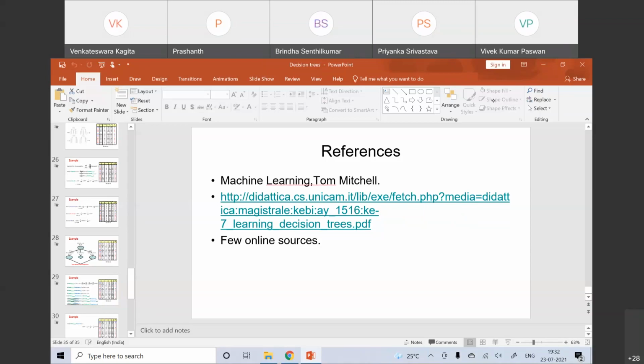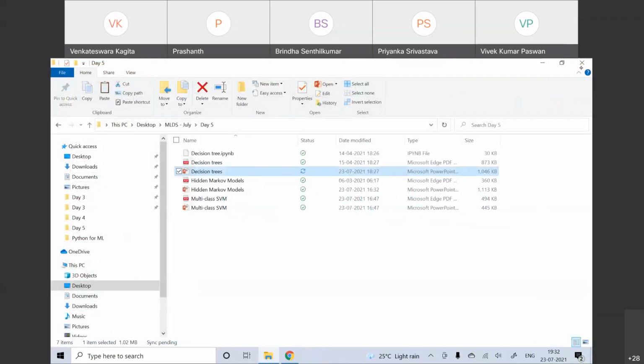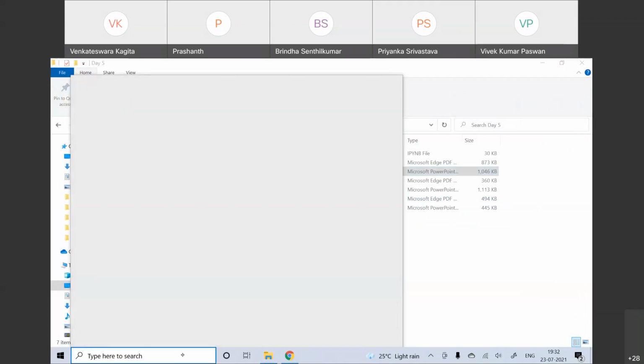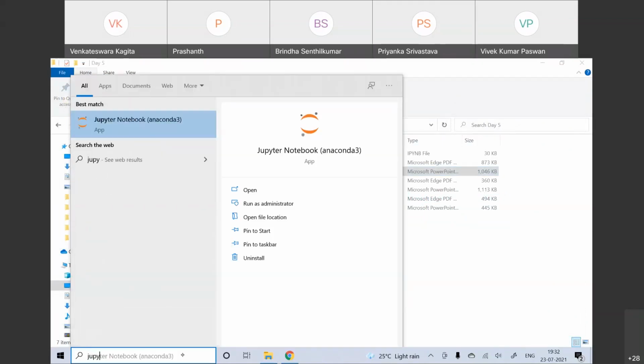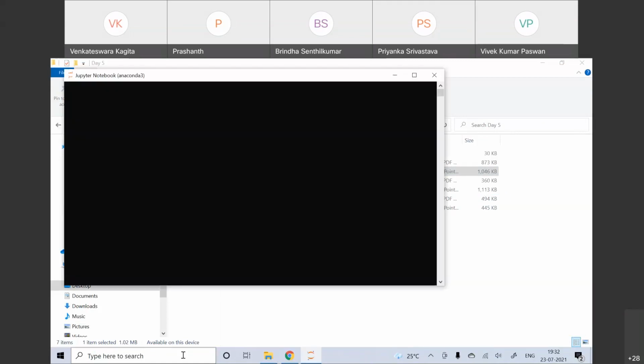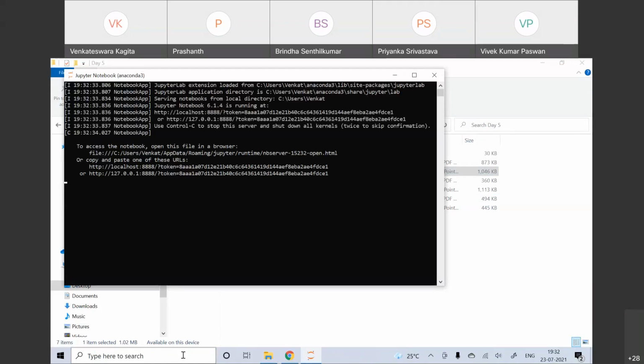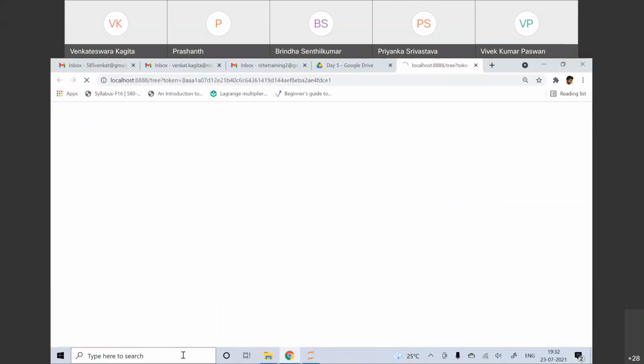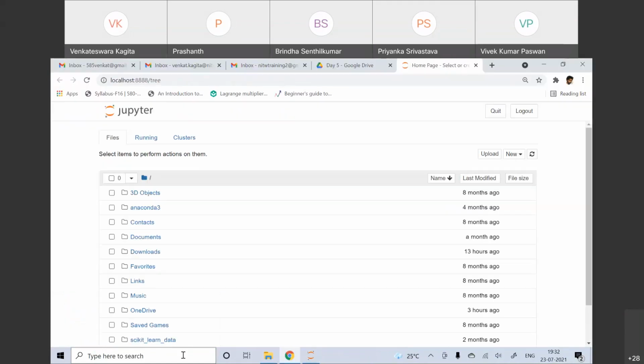So let's go to the implementation part. This is very simple, like any other machine learning algorithm and library, the same procedure. We import the library, load the data set, prepare the data set, split the data set, build the model, and predict for the test. So the same procedure.